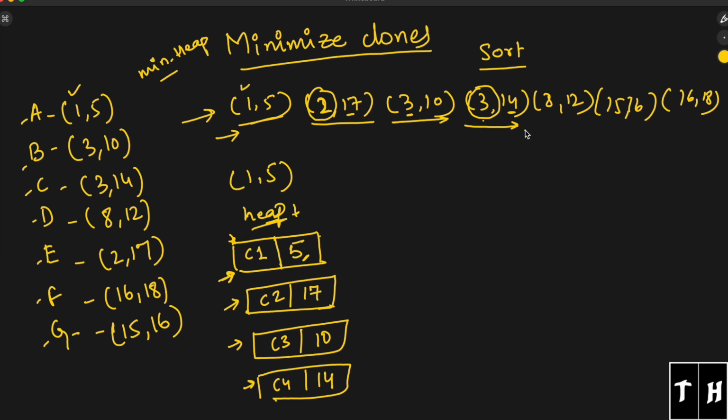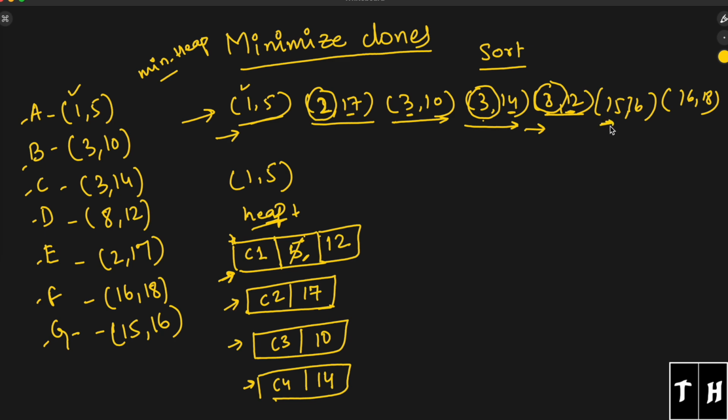Now, the next event is 8, 12. The start time is 8 and in the heap, the clone which finishes earliest is C1. So this clone can attend this event. This will be assigned to C1 and we'll update the end time of C1 to 12, this event's end time. So now this is 12.